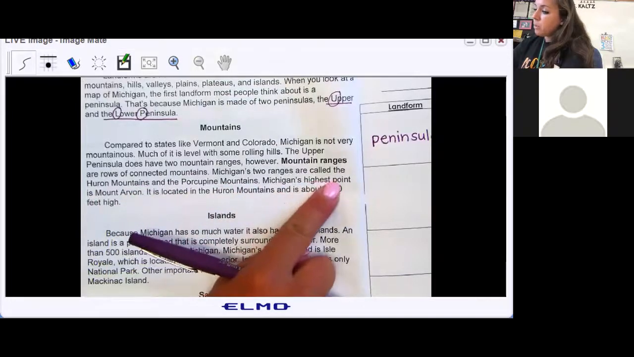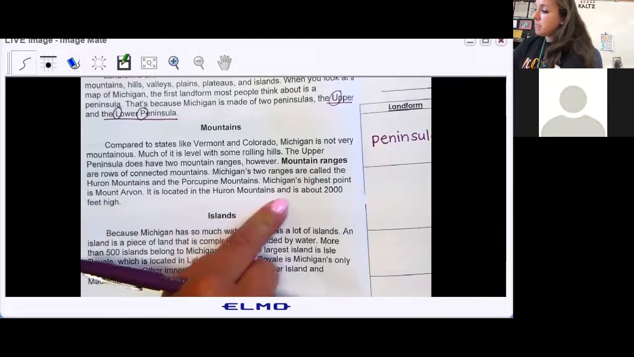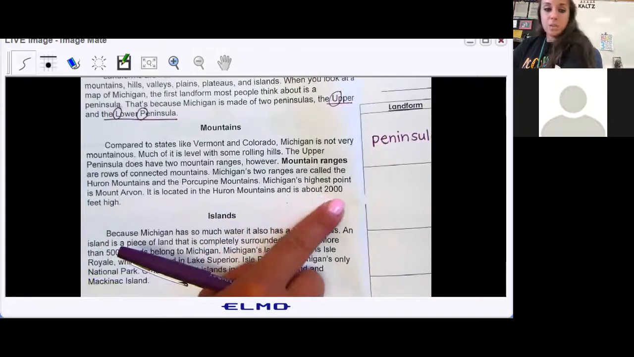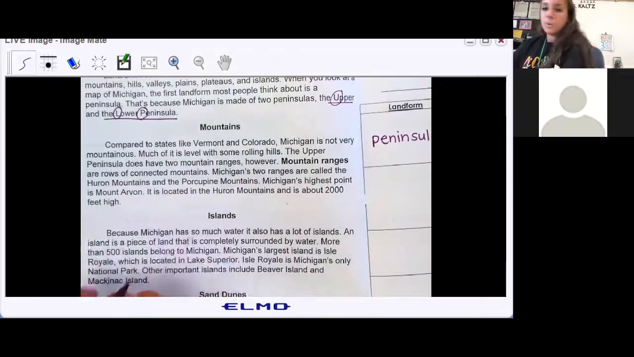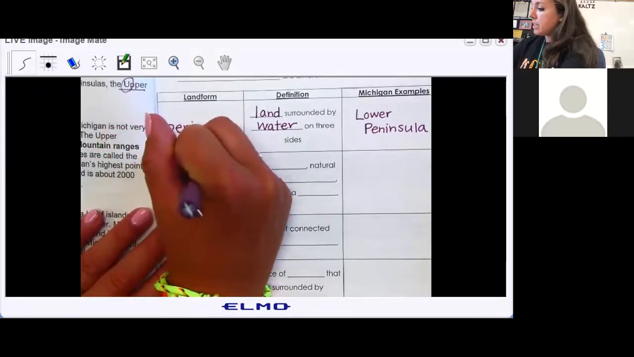Michigan's highest point is Mount Arvon. It is located in the Huron Mountains and is about 2,000 feet high. Holy moly, that is tall. So we're going to come over here. The first landform we're going to write about is a mountain.